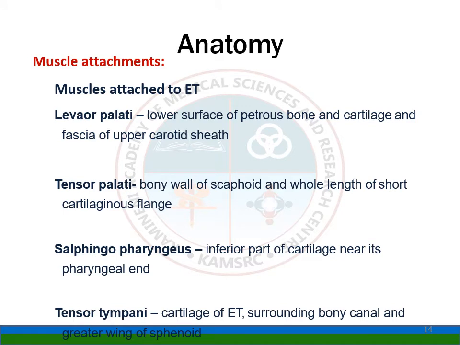The four very, very important muscles are levator palati, tensor palati, salpingopharyngeus, and tensor tympani. The levator palati is from the petrous bone to the carotid sheath. The tensor palati is also from the skull base. Salpingopharyngeus is from the tube to the pharyngeal muscles, and tensor tympani is in the middle ear. These are the four muscles useful for functioning of the eustachian tube.